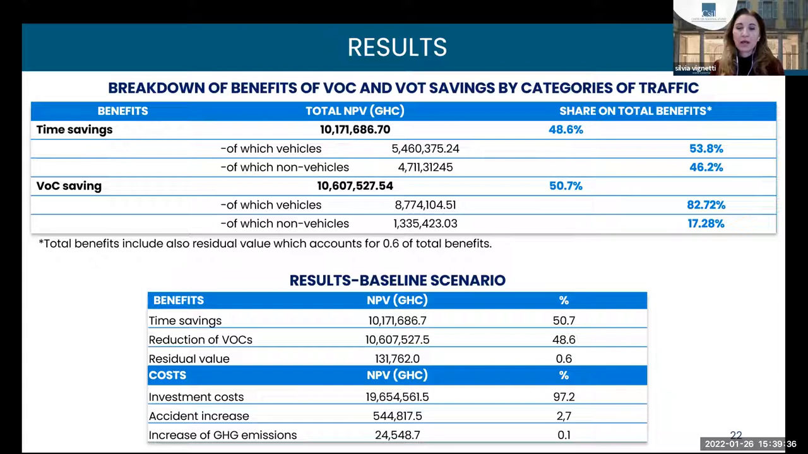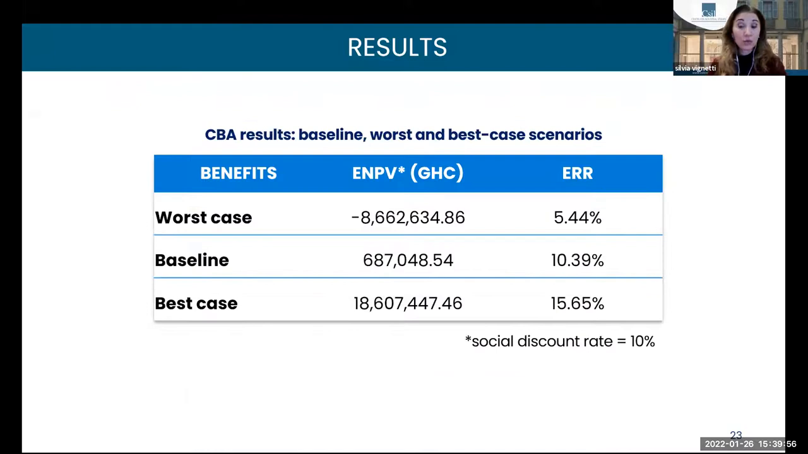I don't show here the results of the social costs, but in the results you also see the costs in terms of investment, and also what we wanted to include in addition: the increase in accidents and the increase in air emissions. And here you have the final results, where we show that in the baseline case the project is positive. ENPV stands for economic net present value, which is the discounted sum of all the costs and benefits. So we got a positive result. And ERR stands for economic rate of return, so a 10% rate of return, which is good.